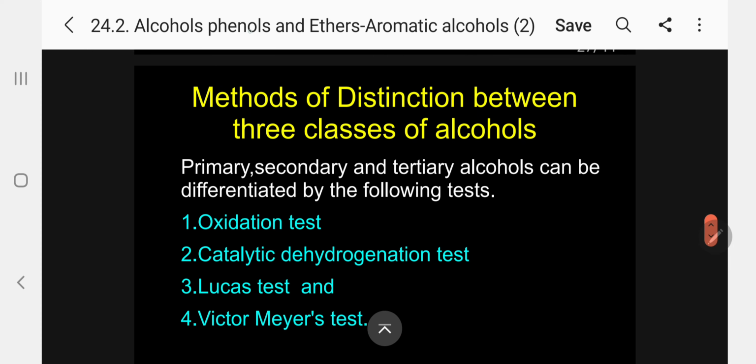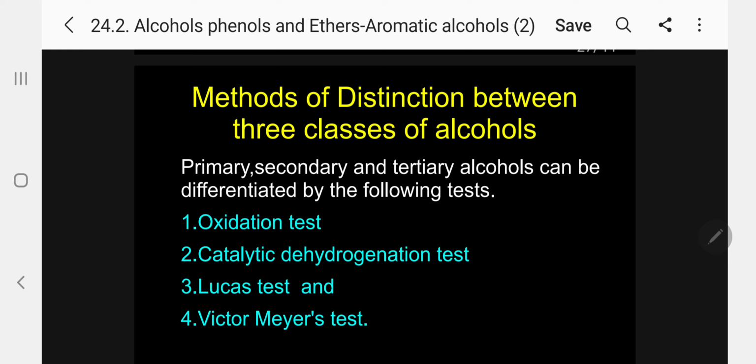So far what we have discussed are the general chemical methods and properties of alcohols. That means preparation of any compound we can from alcohol we can prepare. We have seen starting from alkane. That is the chemical properties of alcohol.